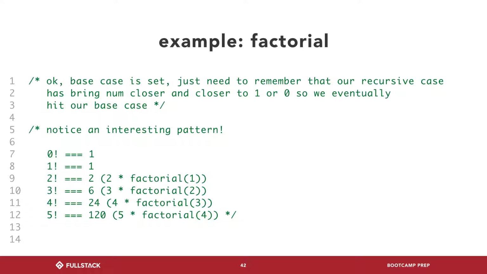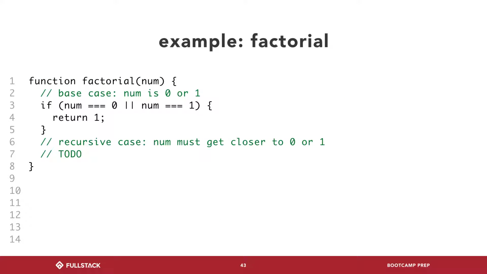And then 4 factorial equals 4 times 3 times 2 times 1. But we've already calculated 3 times 2 times 1 right above it, which is 3 factorial. And so here we're starting to see a pattern, where we're able to leverage the factorial function over and over and over again.